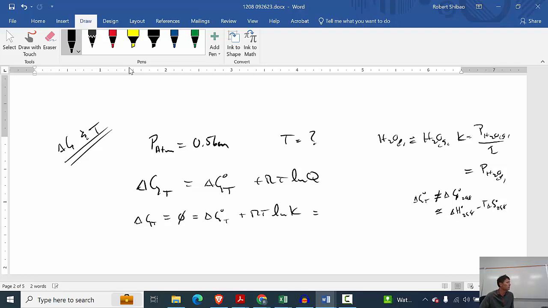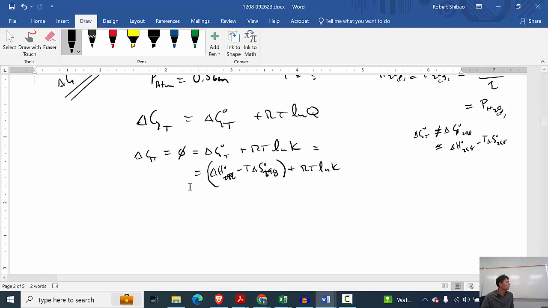And so what we're going to do here is make this equal to delta H naught minus T delta S naught, at temperature 298. This is our delta G naught at temperature T, but we still don't know what temperature T is. And then we correct that by using RT ln of K. But what we're trying to do is solve for T. So I'm going to rearrange this algebraically. I'm going to add T delta S and subtract RT ln of K from both sides.